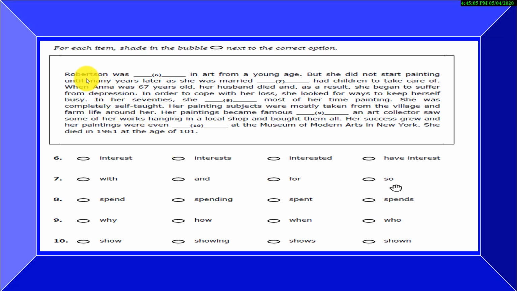Now after listening to the reading, we start to fill in the blanks. Robertson was dash in art from a young age. So we have interests, interested, and have interest.